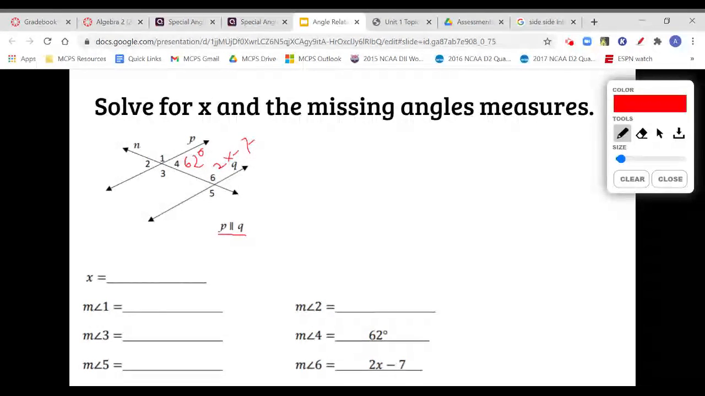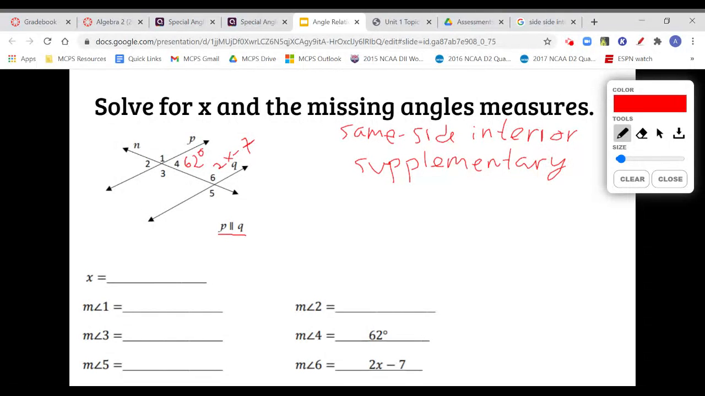Okay. Now that I have those written on my diagram, I can tell that these are same side interior angles. I know that they are same side interior because they are on the same side of the transversal and they are on the inside of my two parallel lines, okay, making them same side interior angles. And I happen to know that same side interior angles are supplementary, or in other words, they add up to 180 degrees.